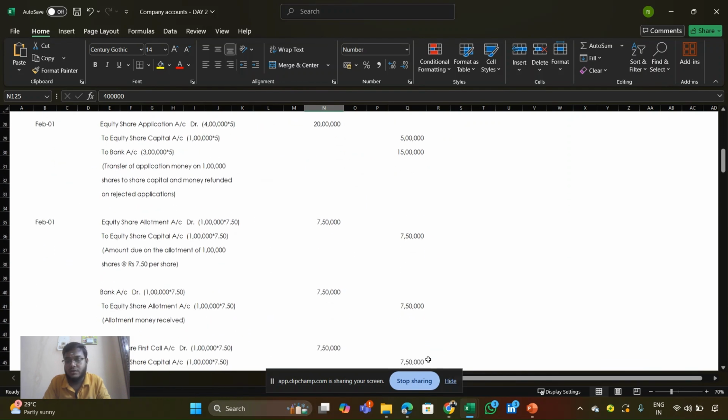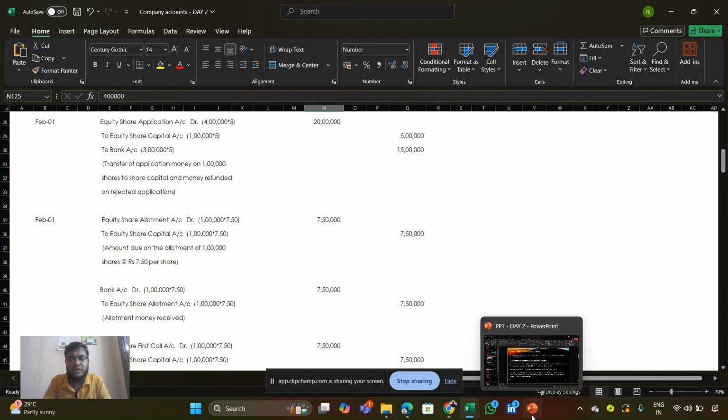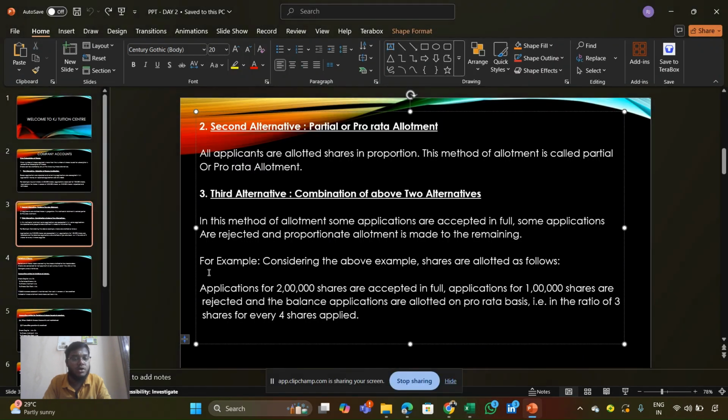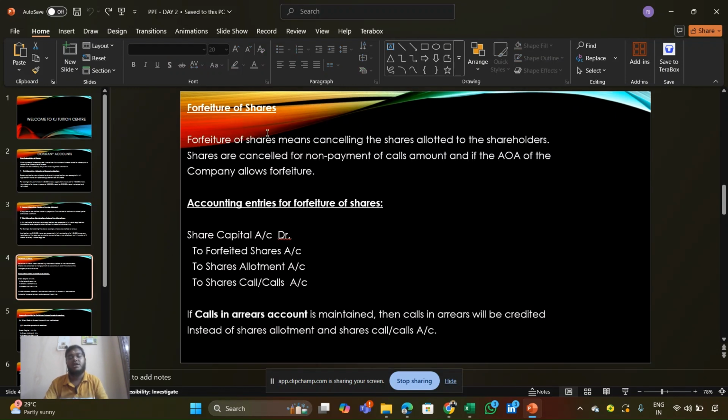Okay, no issues. So now let's move on to the main concept. The main concept is forfeiture of shares. So what is meant by forfeiture? Forfeiture means you have paid the application amount, you have paid the allotment amount. In the first call, you didn't pay the first call. Okay. So if you didn't pay the first call, what will they do? The forfeiture cancels the already given amount.